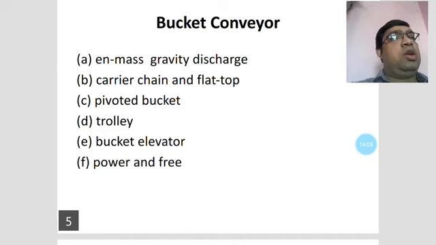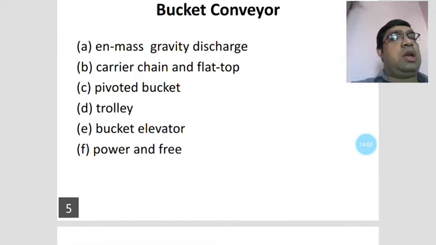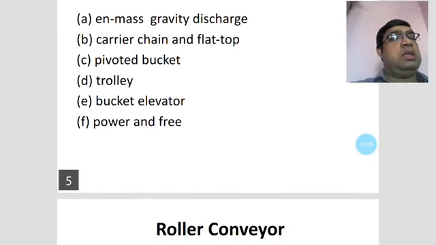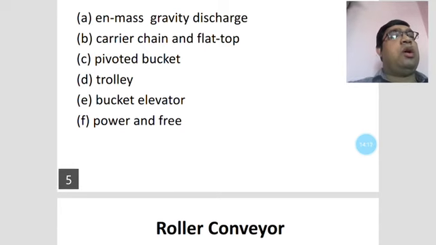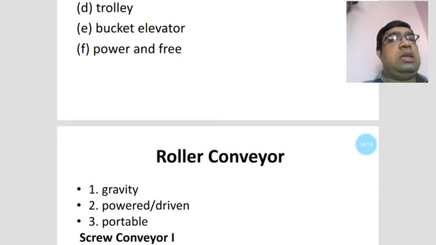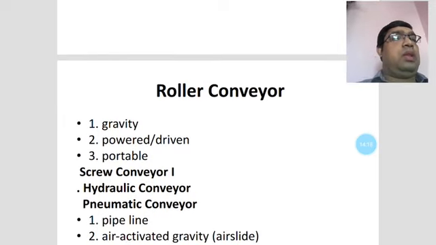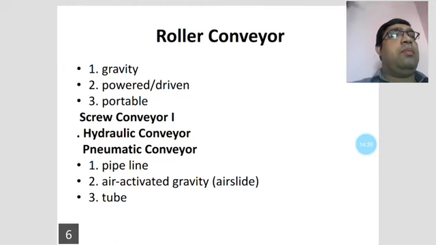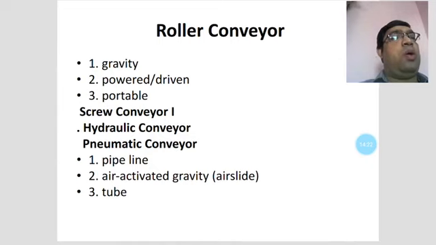Multi-complex or long buildings can transfer materials using these bucket elevators. Another thing is power and free, and power and free types of conveyor are also available. Another thing is the roller type conveyor, and the roller conveyor is very essential, and there is no power. Basically, you can consider two types: one is powered, another is non-powered.